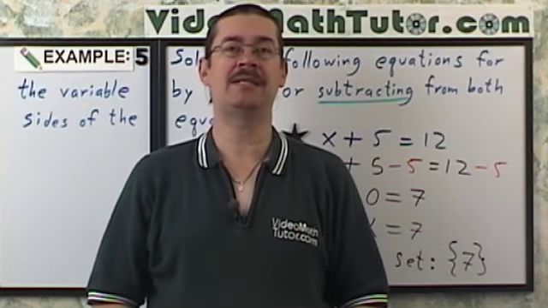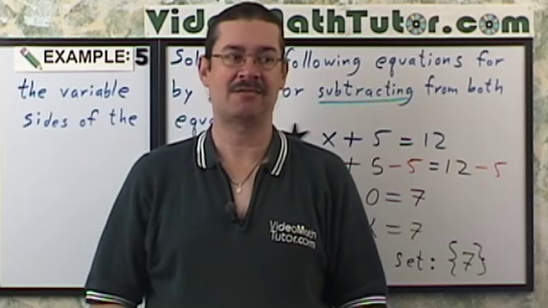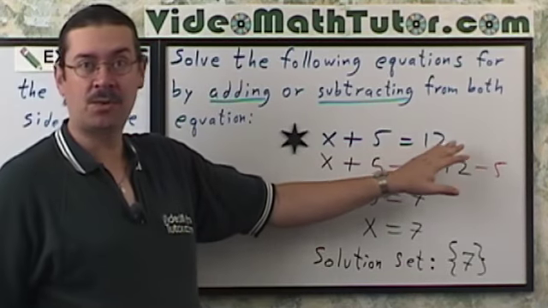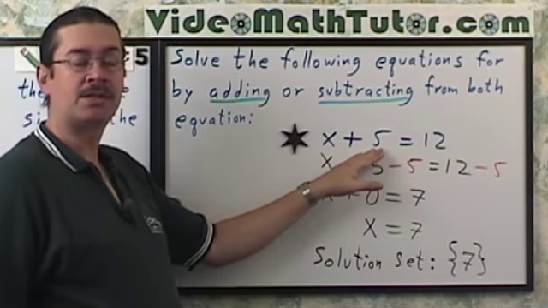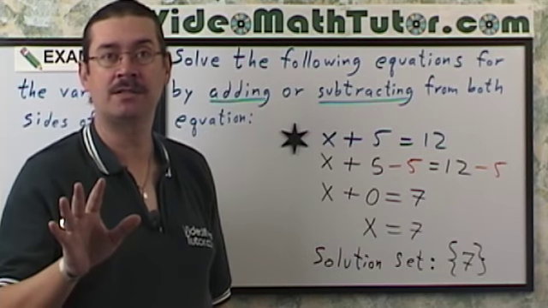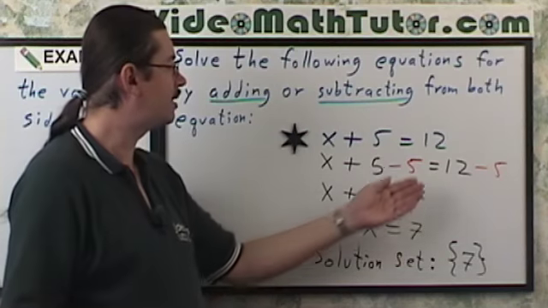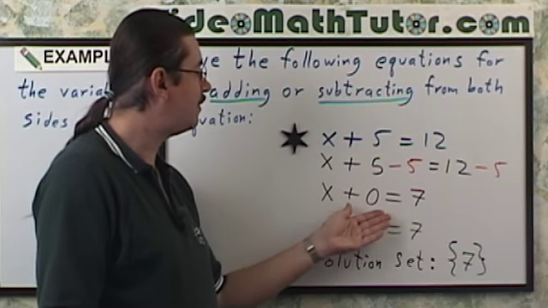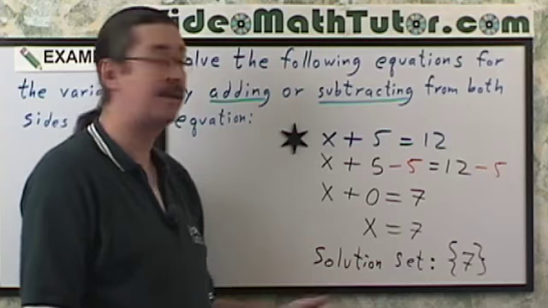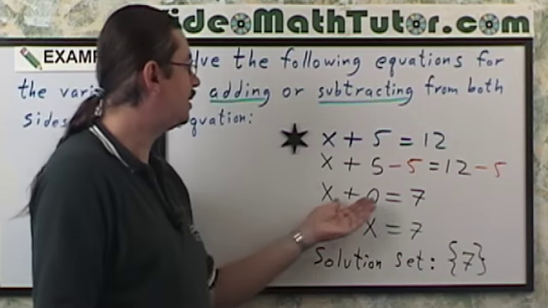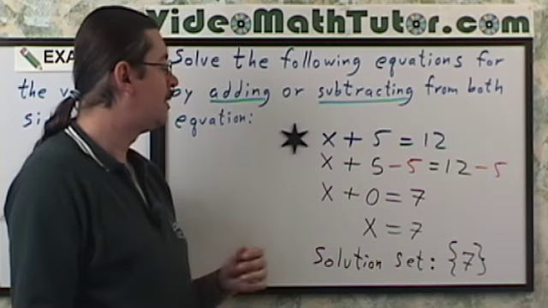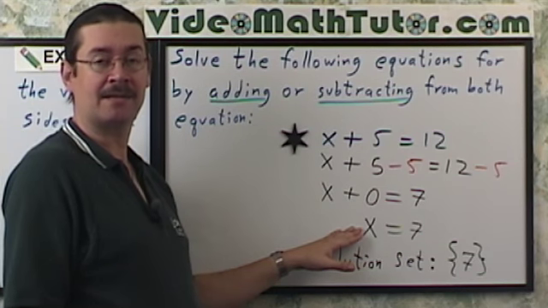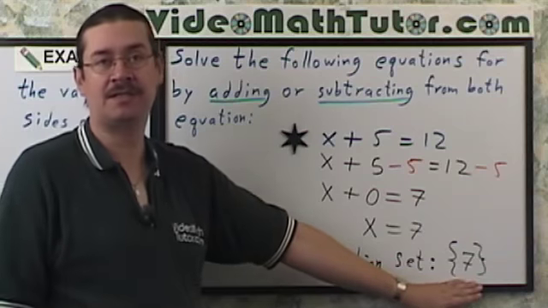Now let's do the same example again, this time with a little less clutter. I have x plus 5 equals 12. I want to get rid of the 5, so we perform the inverse operation of addition, which is subtraction. So I subtract 5 from both sides of the equation. And I simplify. 5 minus 5 is 0, 12 minus 5 is 7. Continue simplifying. x plus 0 is x, and the 7 stays. So this is my solution to the equation: x equals 7. And here's my solution set.